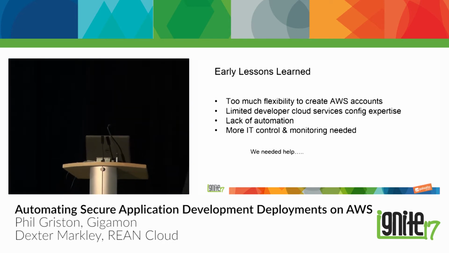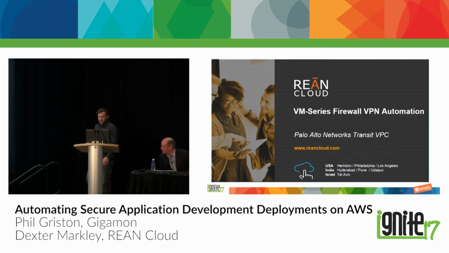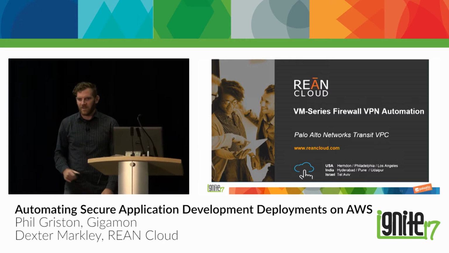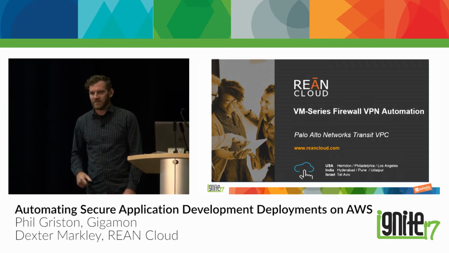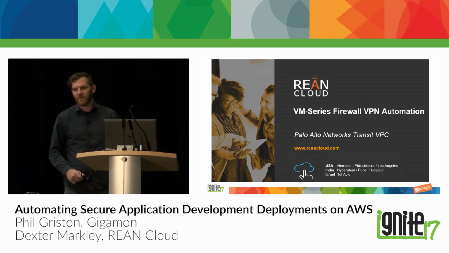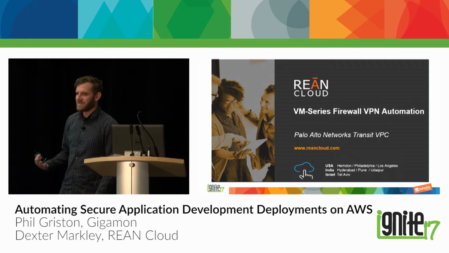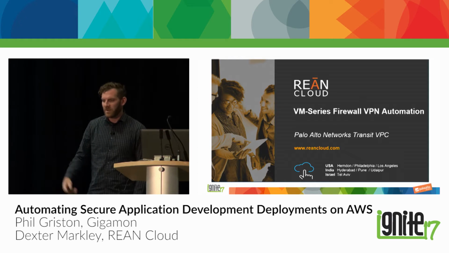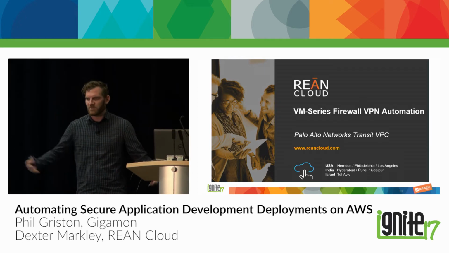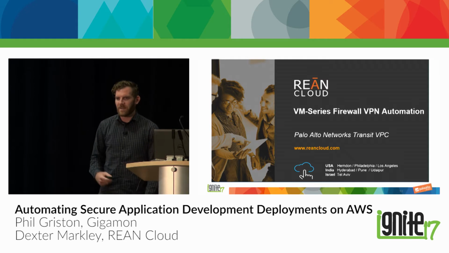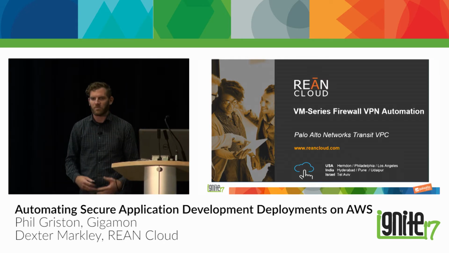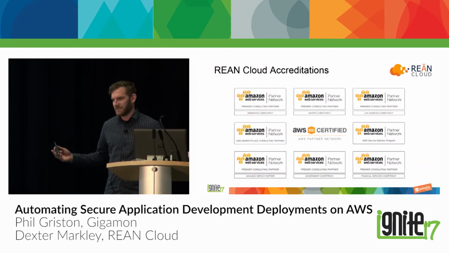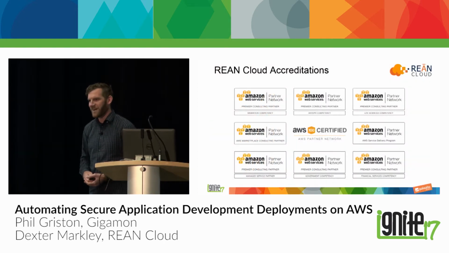Thanks, Phil. So my name is Dexter Markley, and I work with REAN Cloud. I am a cloud architect, and so I work with a lot of different companies to understand what their business needs are and to architect AWS solutions for them that are going to work not just for today, but try and future-proof and build robust solutions for them to ease migrations to the cloud or build new workloads in the cloud. And at REAN Cloud, we're cloud experts. We were born in the cloud, if you will.